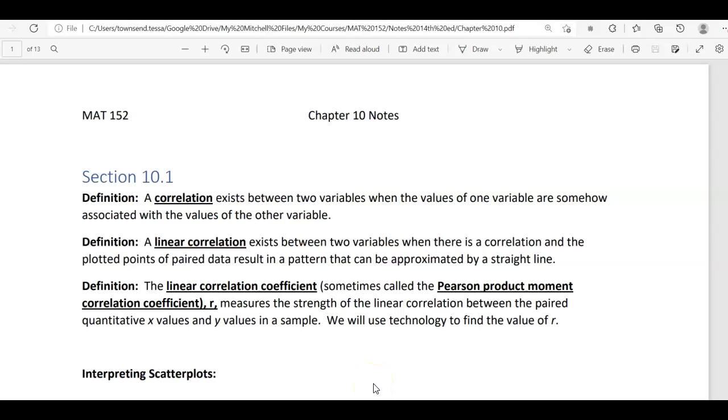In this video, we are going to focus on linear regression. So we need to talk about some terminology before we start that.